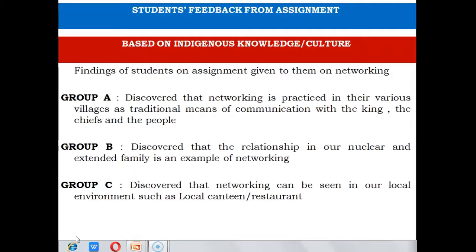Based on the student feedback from the assignments given to them to find out about the indigenous knowledge and cultural examples about networking, these findings were discussed in 3 groups. Group A discovered that networking is practiced in their various villages as traditional means of communication with the king, the chiefs, and the people. Group B discovered that the relationship in our nuclear and extended family is an example of networking. Group C discovered that networking can be seen in our local environment, such as our local canteens or restaurants.